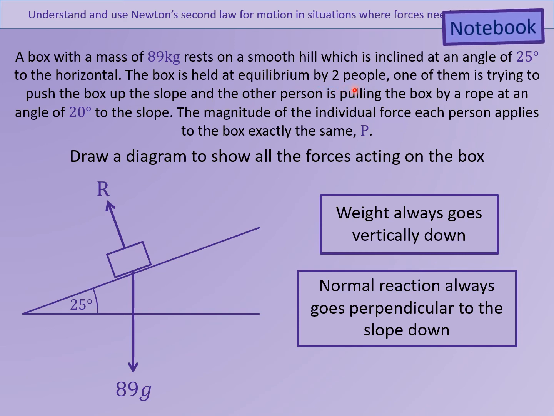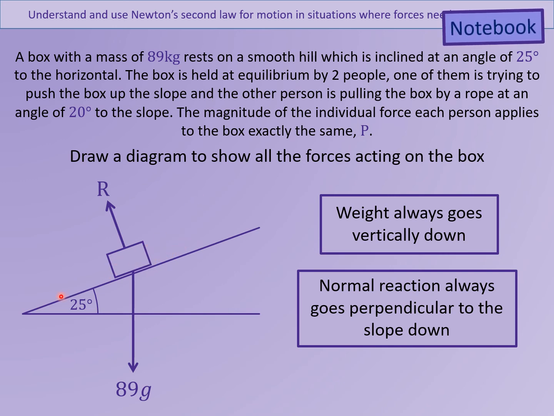These two people. One of them is pushing. All right, so if someone stood here and they're pushing that box up the slope, someone else is beyond that. They've got a rope. They're pulling at an angle of 20 degrees to the slope. So he's sort of pulling a rope like this, and he's trying to pull it up the slope.